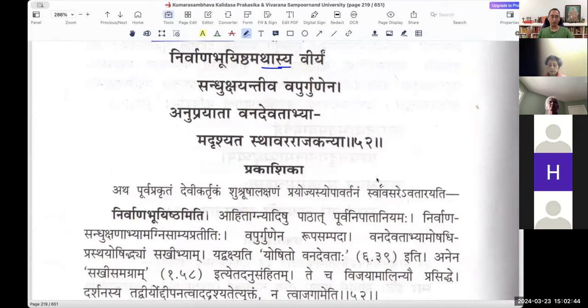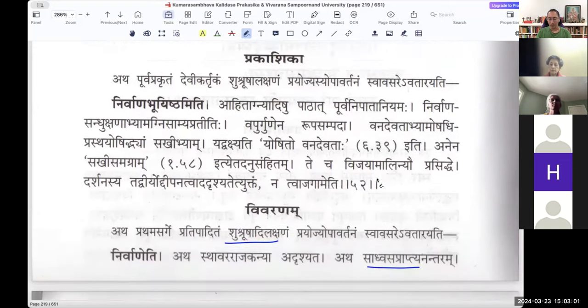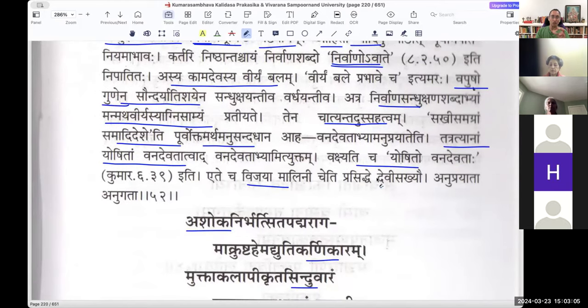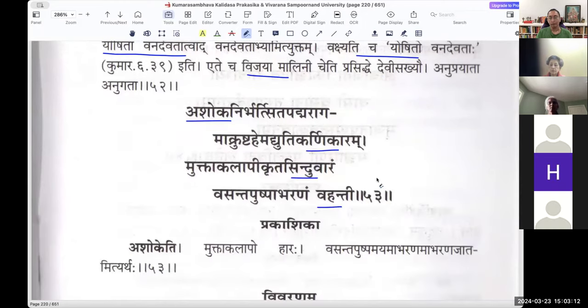Then follows a couple of adjectives for Parvati here. Kidrishi sa Parvati iti. What kind of Parvati was seen? So this becomes a kulakam. Kulakam is anywhere between four plus shlokas which together form a sentence. It's a technical term. You have two together as one type, and then three together is something else. Four together is a kulakam.